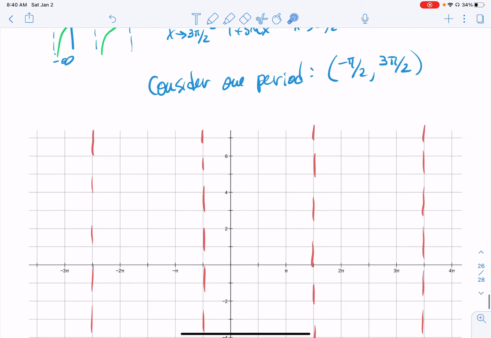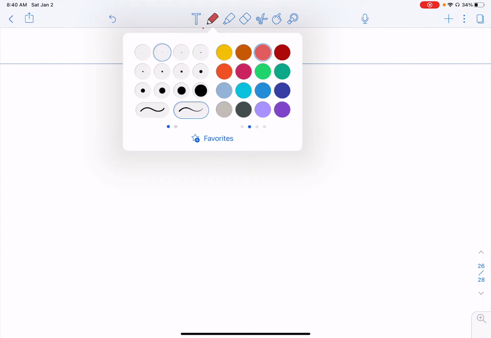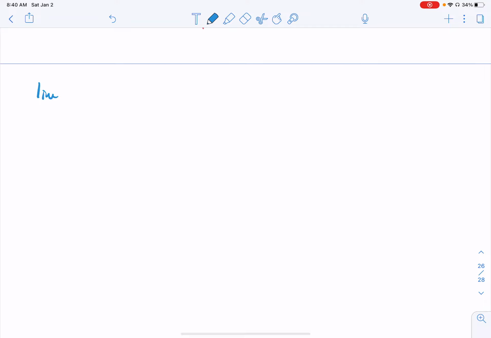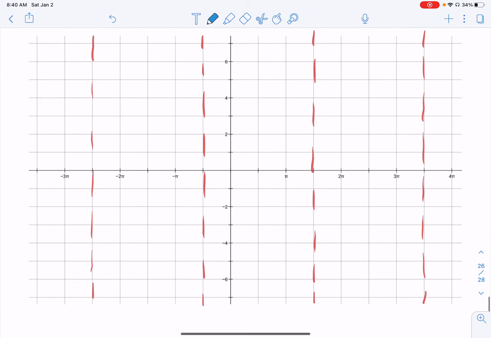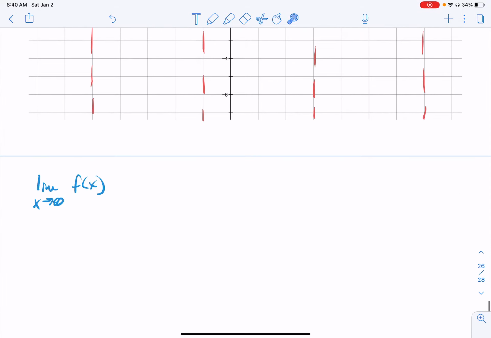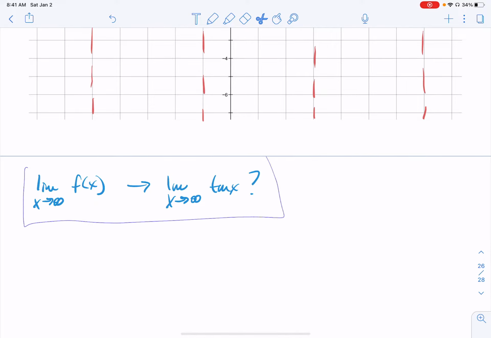Now, one of the things that I do not have to do is the limit as x approaches infinity of our function f of x. The reason why I don't is because it's this same exact thing over and over again. Would it make any sense for you to do the limit as x approaches infinity of tangent x? No, that doesn't make any sense. So we're going to avoid doing that. We don't need to do that.